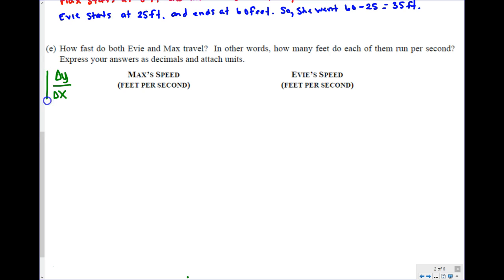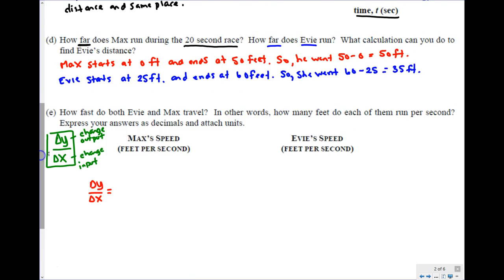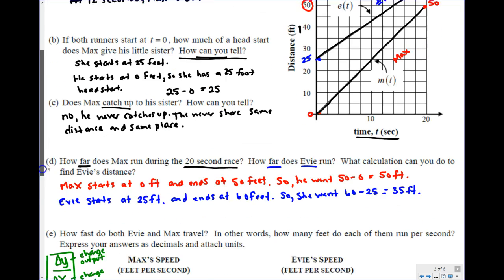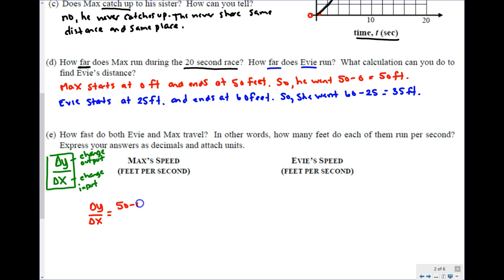Okay, so I'm thinking about this right here. This is my change in my output over my change in my input. So let's do Max's speed first, thinking about this idea of change. The first thing I want to think about is my change in my output. So what are the outputs? Outputs are the distance. So what's his last output and what's his first output? His last one is 50 and his first one is 0. So I'm going to put 50 minus 0. Change means subtraction. So 50 minus 0 over, what was his change in his inputs?